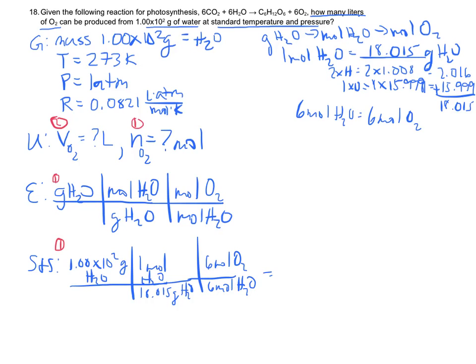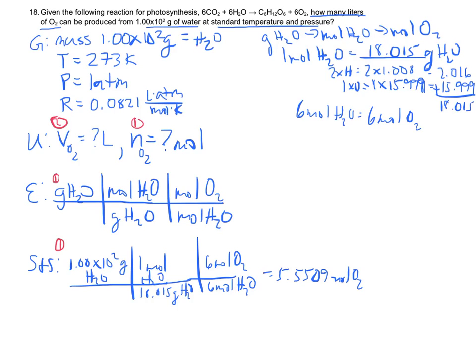When we multiply by 6 and divide by 6, it cancels each other out, so it's like you don't have to do it at all. Really all we need to do is divide the 1.00 times 10 to the second, or 100, is what that is. If you put it in a calculator, you will find that out, divided by 18.015. And that gives us 5.5509 moles of O2.